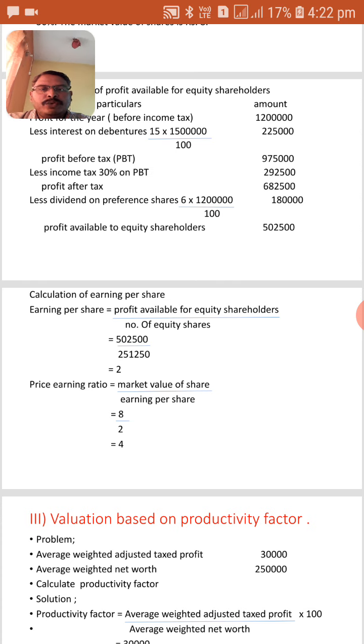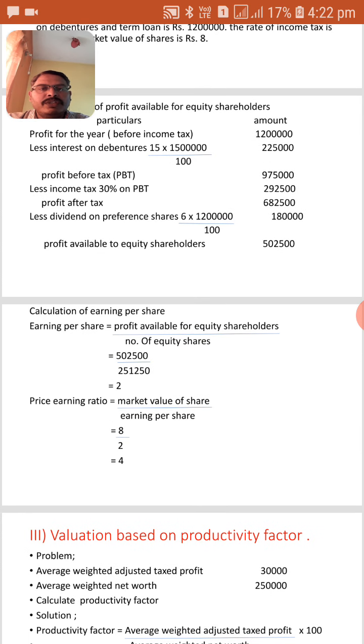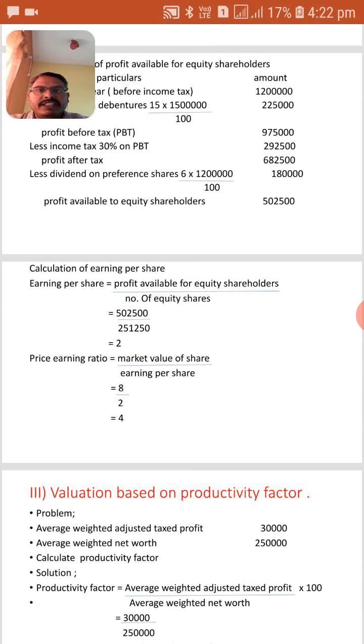Earning per share is equal to, as we know, profit available for equity shareholders divided by number of equity shares. The profit available to equity shareholders, as we calculated, is 5,02,500. Number of equity shares is 2,51,250. That means earning per share is 2 rupees. After that, using this information, we are going to calculate price earning ratio.